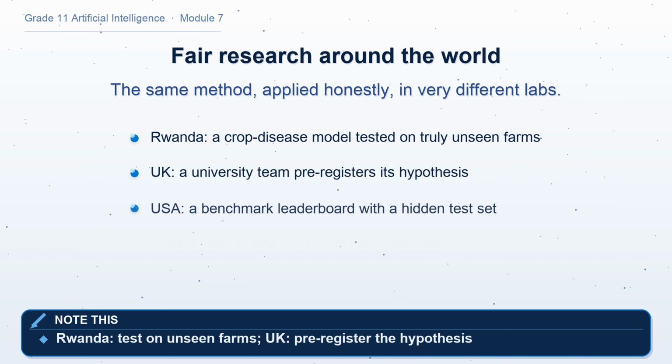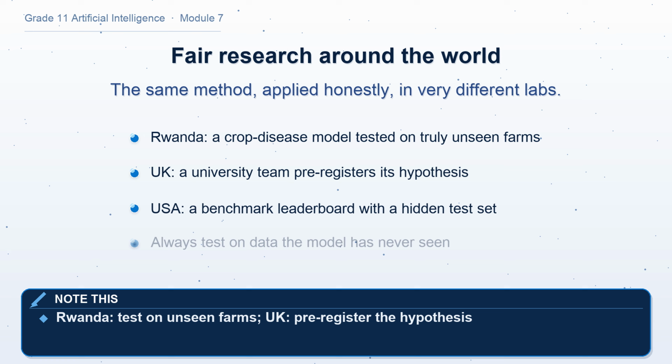On a benchmark leaderboard in the United States, a hidden test set ranks every model on exactly the same unseen data. The rule that unites them all is the same. Test only on data the model has truly never seen. Few traps turn a promising result into a mirage, so let's name them.